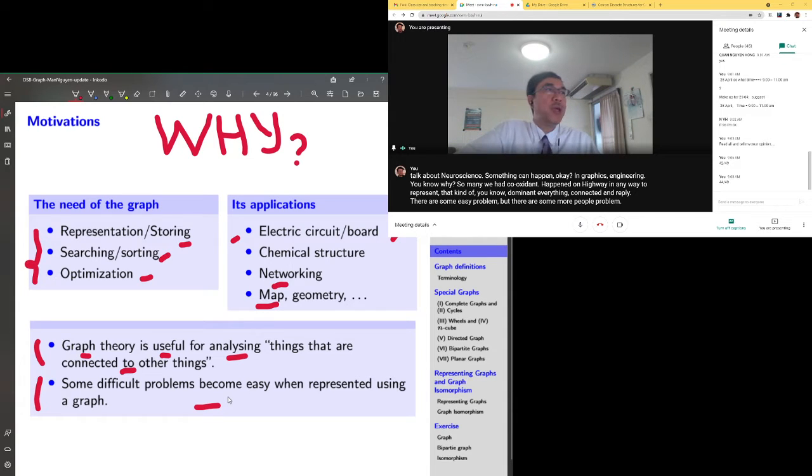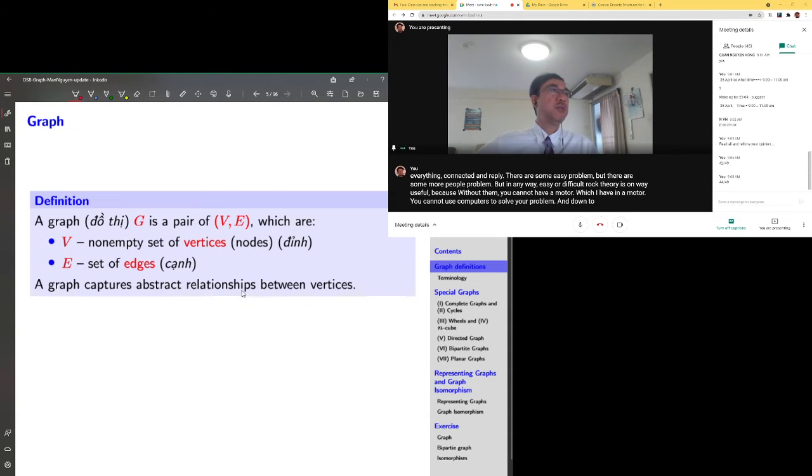But in any way, easy or difficult, graph theory is always useful, because without them you cannot have a model. Without having a model, you cannot use a computer to solve the problem. And down to earth, the graph theory is there. So we start from the first definition today, and for your career as well.